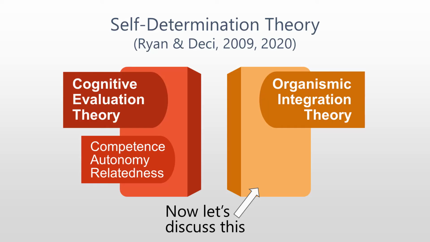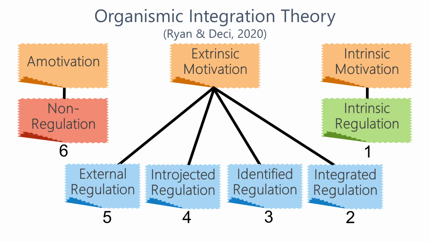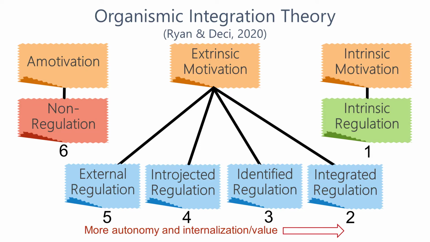For now, let's move on to organismic integration theory, which is another mini-theory of self-determination theory. This theory makes distinctions between amotivation, extrinsic motivation, and intrinsic motivation. Within these are 6 different types of regulations. These regulations vary in the amount of autonomy that a person has and the amount of internalization of the motivation. Internalization is how much a person has taken in a value. Simply, it's how much a person values the activity.